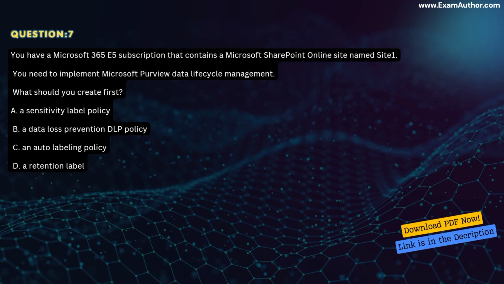Question 7. You have a Microsoft 365 E5 subscription that contains a Microsoft SharePoint Online site named Site1. You need to implement Microsoft Purview Data Lifecycle Management. What should you create first? A. A sensitivity label policy. B. A data loss prevention DLP policy. C. An auto-labeling policy.